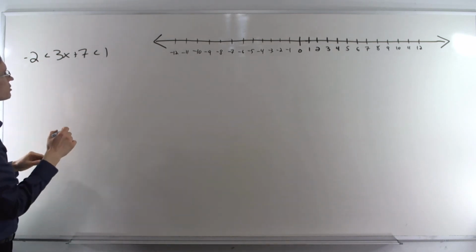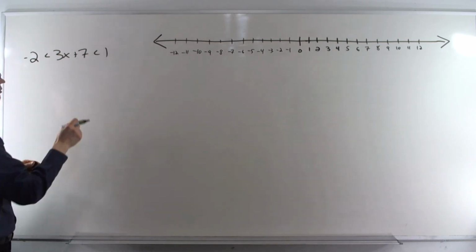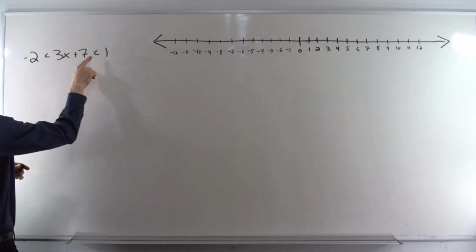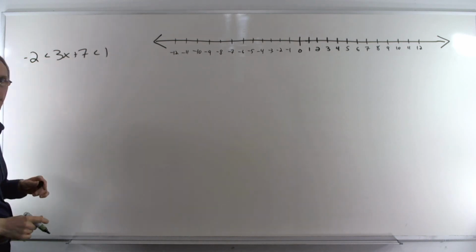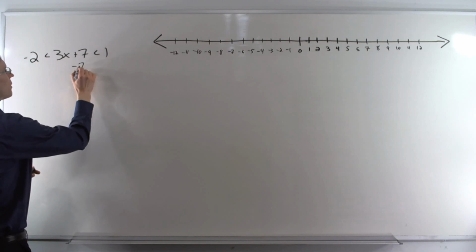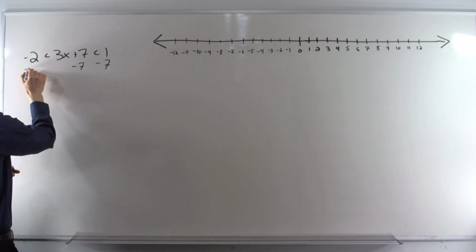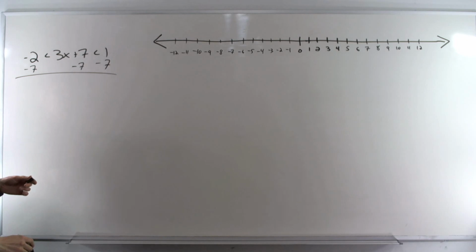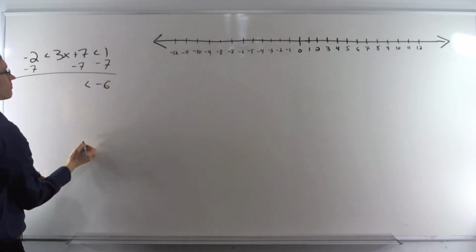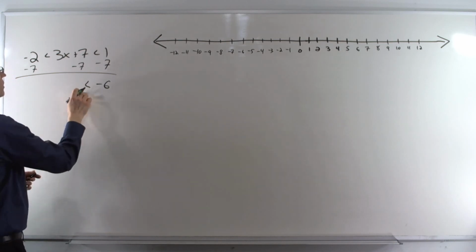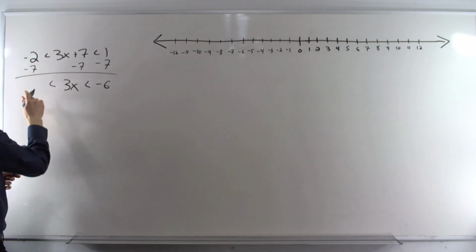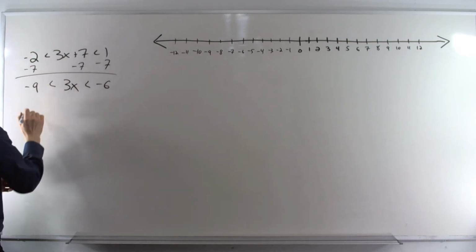We're going to solve this just like we do the others, except whenever we do an operation to the middle part, we have to do it to the outer parts as well. So every operation is done 3 times instead of 2 for an equation. Minus 7 here, minus 7 here, minus 7 here. All right, 1 minus 7 is negative 6. Bring down the inequality symbol. We have 3x in the middle. And negative 2 minus 7 is negative 9.